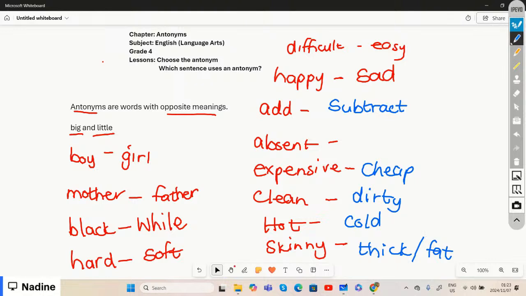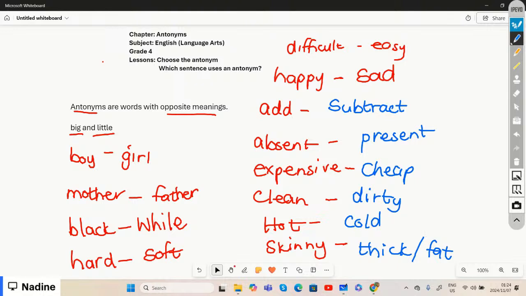All right. If somebody is either present or absent, if you're not absent, then it means that you are present. You are here. Yes, well done. Or we can even say present is a synonym. So these are but a few examples of antonyms.